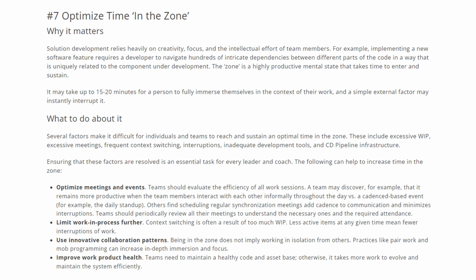The second option is limit WIP further. Context switching is often a result of too much WIP. Fewer active items at any given time mean fewer interruptions of work. Use innovative collaboration patterns. Being in the zone does not imply working in isolation from others. Practices like pair work and mob programming can increase in-depth immersion and focus. Improve work product health. The team needs to maintain a healthy code and asset base, otherwise it takes more work to evolve and maintain a system efficiently.